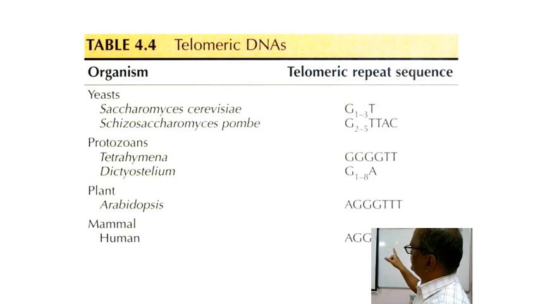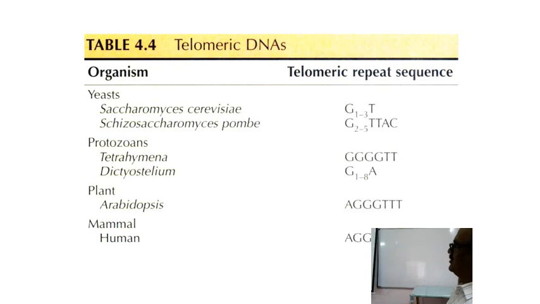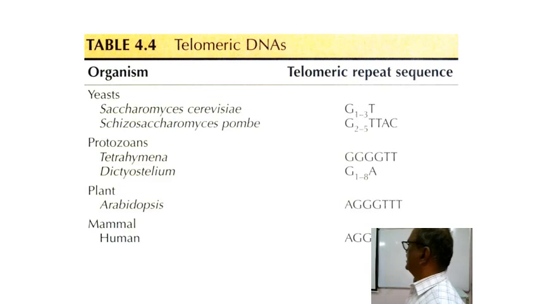And in the protozoans, you can see 4G followed by 2T. And in the plant Arabidopsis, A, triple G, triple T. So like that, there is a variation in the telomeric repeat sequence. Repeats may be dinucleotide, trinucleotide or tetranucleotide repeats. Okay. And some of them are hexanucleotide repeats, also present.